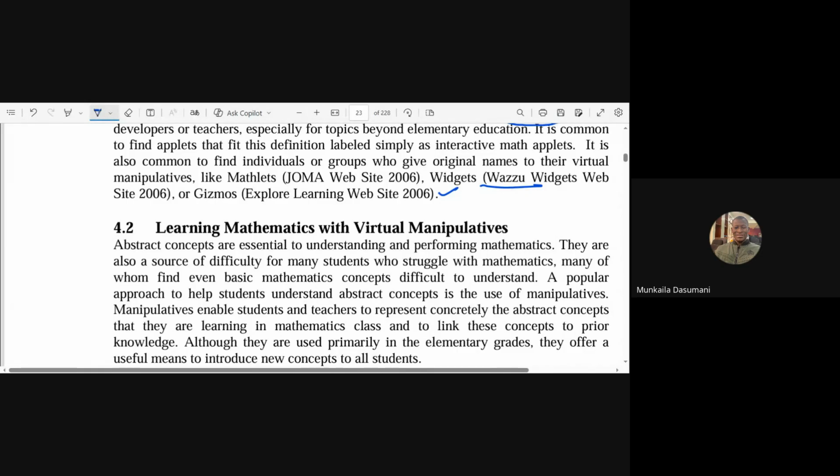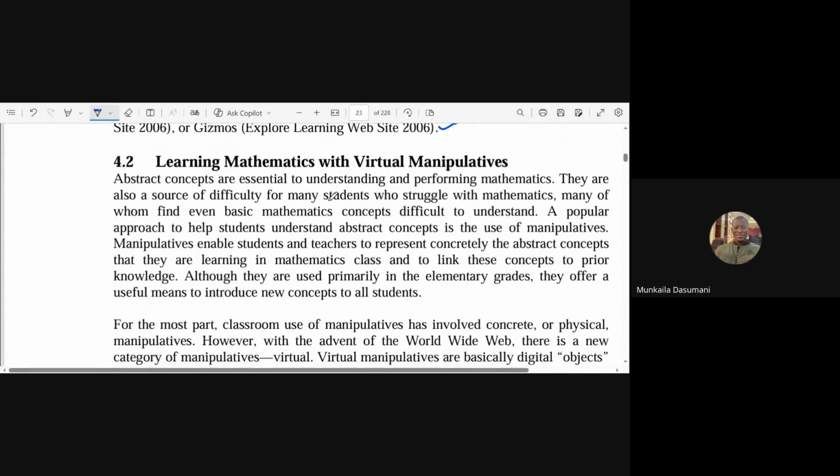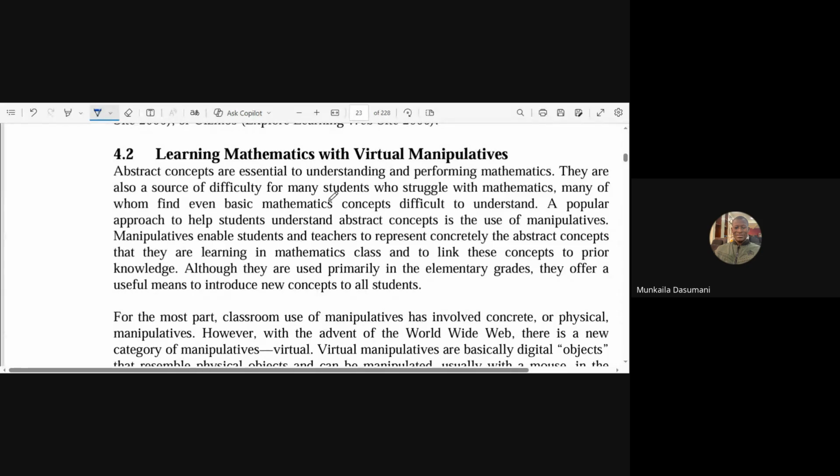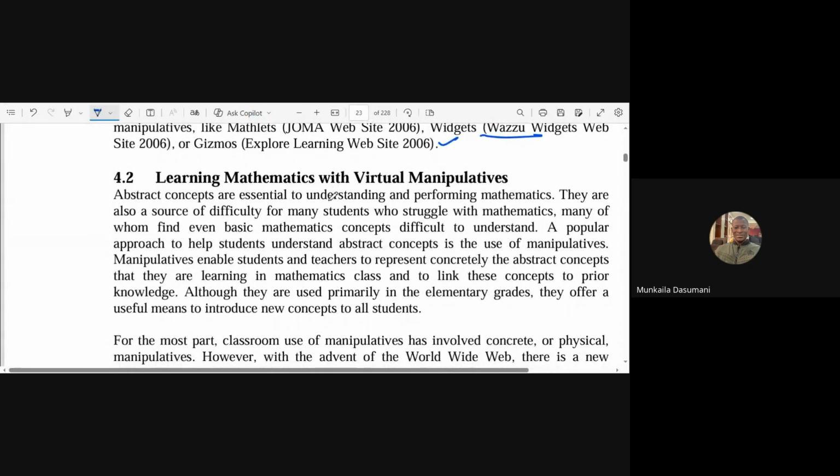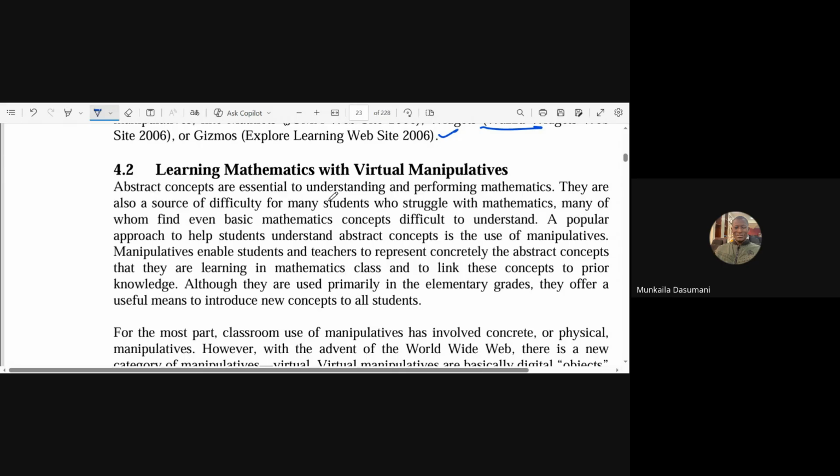So we want to see learning mathematics with virtual manipulatives. How do we learn math with virtual manipulatives? Is it easy? How is it going to work? Can you get somebody to take us through here? Learning mathematics with virtual manipulatives.